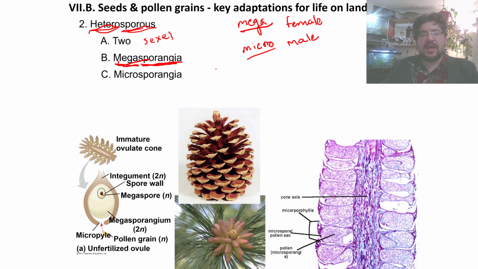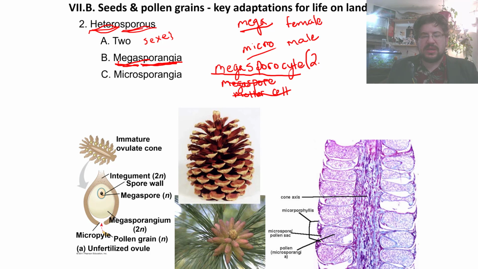So, megasporangia produces the megasporocyte, sometimes called the megaspore mother cell. I hate that term because megaspore is its own thing. So I'm going to consistently use the word megasporocyte. And remember, the megasporocyte is diploid. The megasporocyte is what undergoes meiosis in order to produce the actual megaspore.